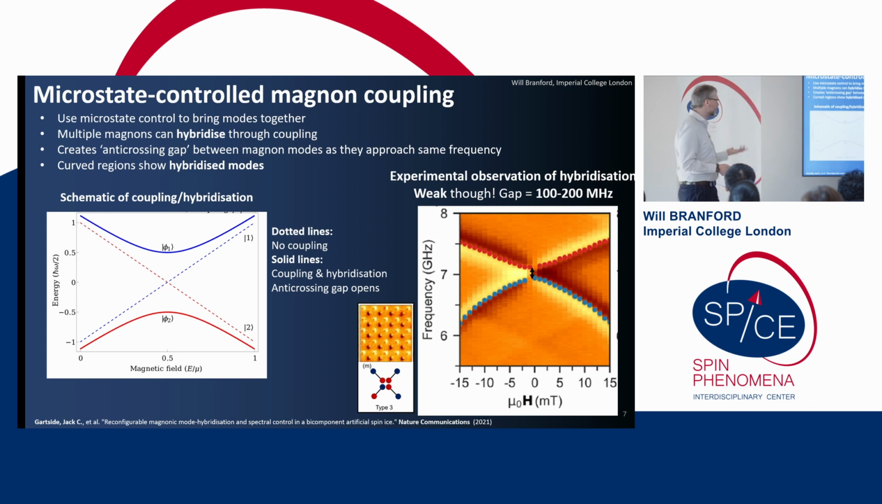Okay, so do we see hybridization? And so the first thing you can say is that in this 2D structure it's weak. It's kind of like the separation is close to the line width, but I hope I can convince you that we can just about see in the data here that we do have an anti-crossing. There is a little gap. And so this is all described in this Nature Comms paper from 2021.